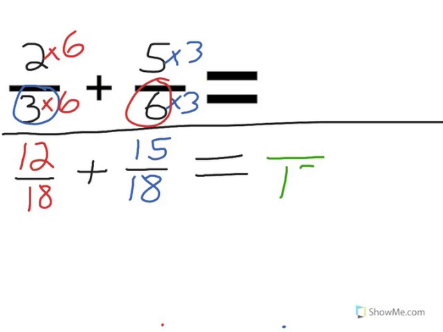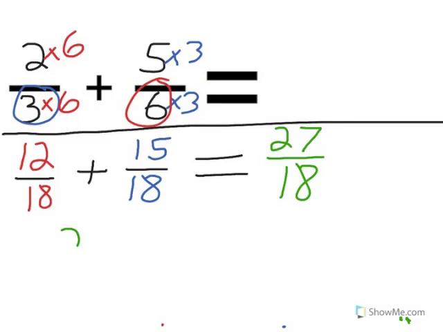Keep the same denominator, 18, and we need to now add the tops. 12 plus 15 is 27. Now, this is an improper fraction because the numerator is bigger than the denominator. We are going to leave all of our fractions like this in improper form. We're not going to change them into mixed numbers. However, we can still reduce this.